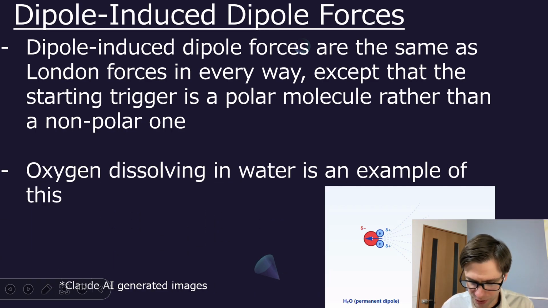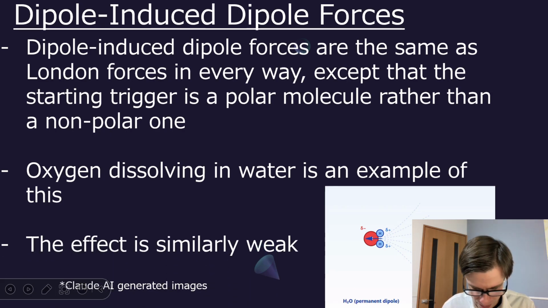So oxygen dissolving in water is an example of this. You guys might know that there's dissolved oxygen in rivers, creeks, lakes, the ocean even. And yet, oxygen is nonpolar. How does it dissolve in the very polar water? Well, the net effect is similarly weak to London forces, but you still can have a little bit of interaction, and that's why a little bit of oxygen gas can dissolve in water. Let's see if I can play my animation to show this.